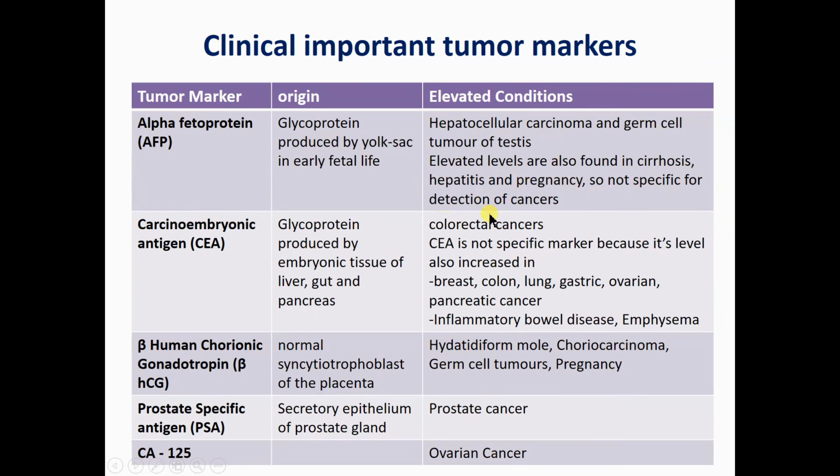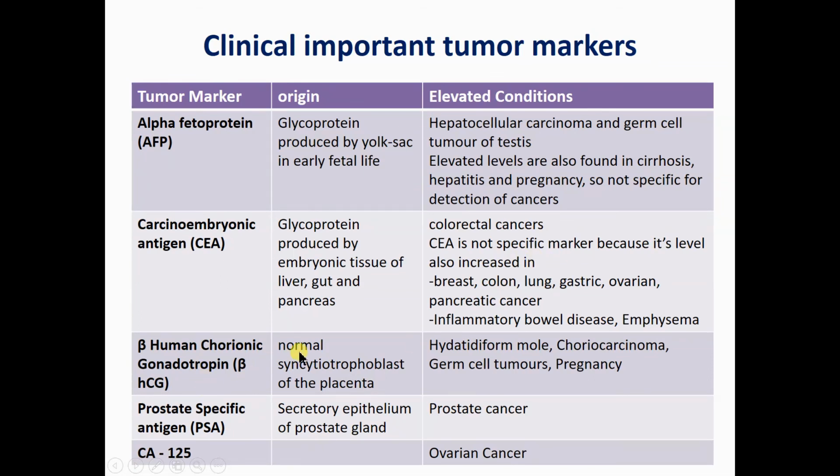So it is not specific for the detection of cancer because it is elevated in many conditions. Then carcinoembryonic antigen, it is also a glycoprotein produced by embryonic tissue of liver, gut and pancreatic cells. They are elevated mainly in colorectal cancer, but they are also elevated in certain other cancers like breast cancer, colon cancer, lung cancer, gastric cancer, ovarian cancer and pancreatic cancer. Also it is elevated in benign, non-malignant conditions like emphysema and inflammatory bowel disease. So again they are not specific markers because they are increased in a large number of conditions.